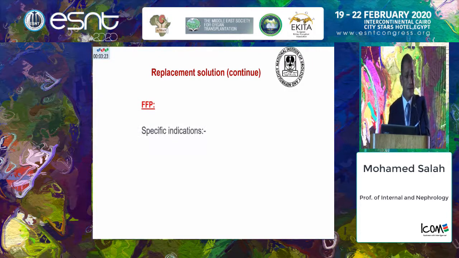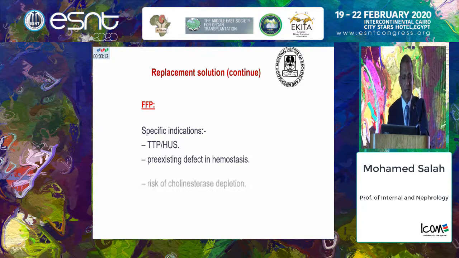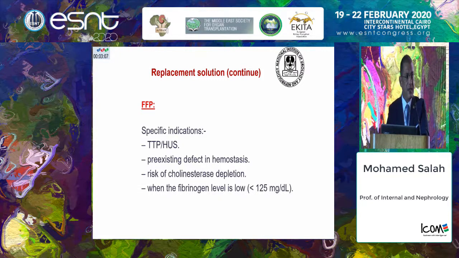Fresh frozen plasma has only one specific indication in practice, which is TTP or HUS, and something like a pre-existing defect in hemostasis and risk of cholinesterase depletion. But we need to stress that TTP and HUS in practice is the only one, because unfortunately we see in many cases that in some centers they give fresh frozen plasma for other indications which are not correct, just for the sake of the expenses. So you are giving the patient an unnecessary hazard with no benefit.